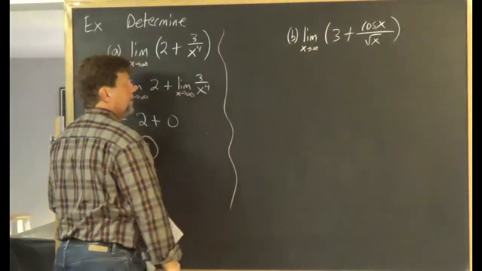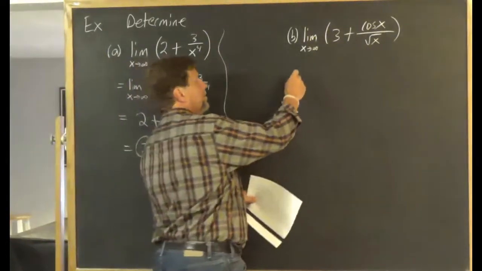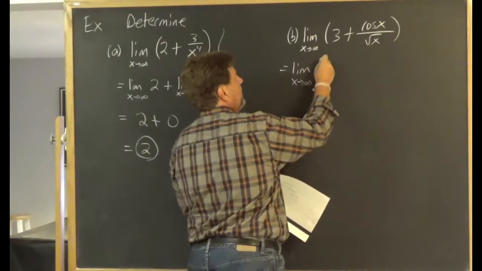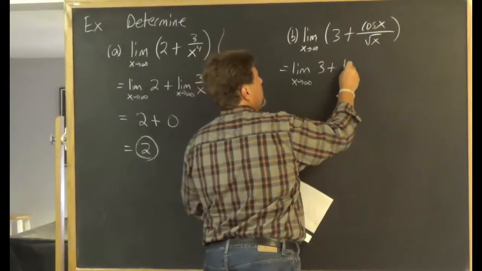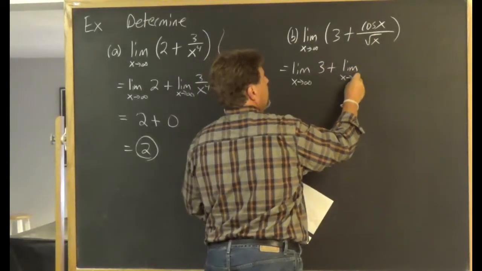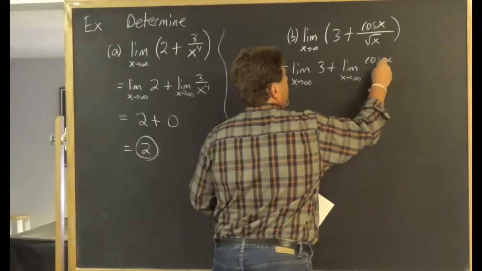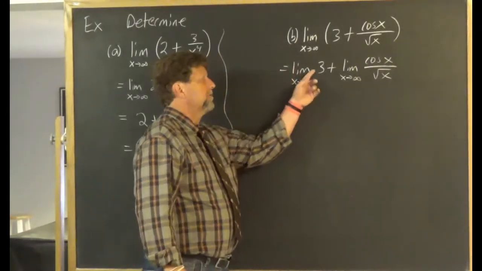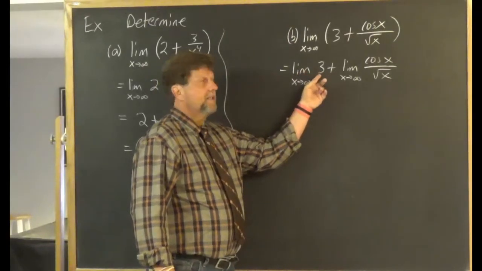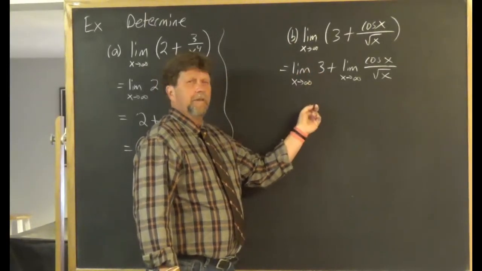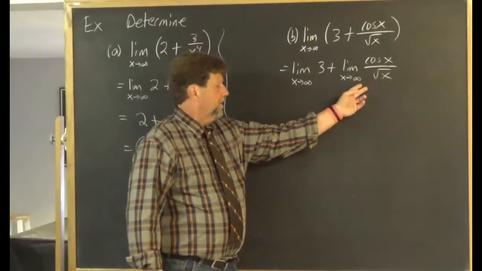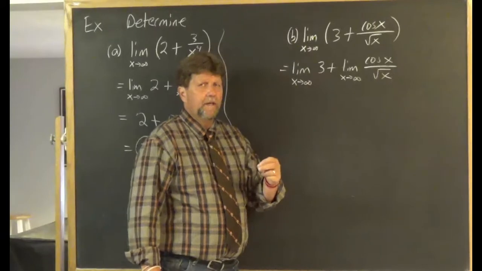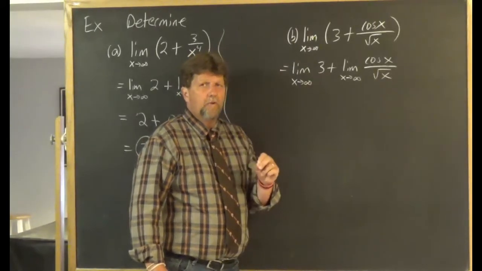Part B. Well, let's start off by using an old limit law. The limit as x approaches infinity of 3 plus the limit as x approaches infinity of cosine x over square root x. Well, we know the limit as x approaches infinity of 3. The limit of a constant is a constant, so this limit is going to be 3. This here, the limit as x approaches infinity of cosine x over square root x. That's going to take a little bit more analysis.